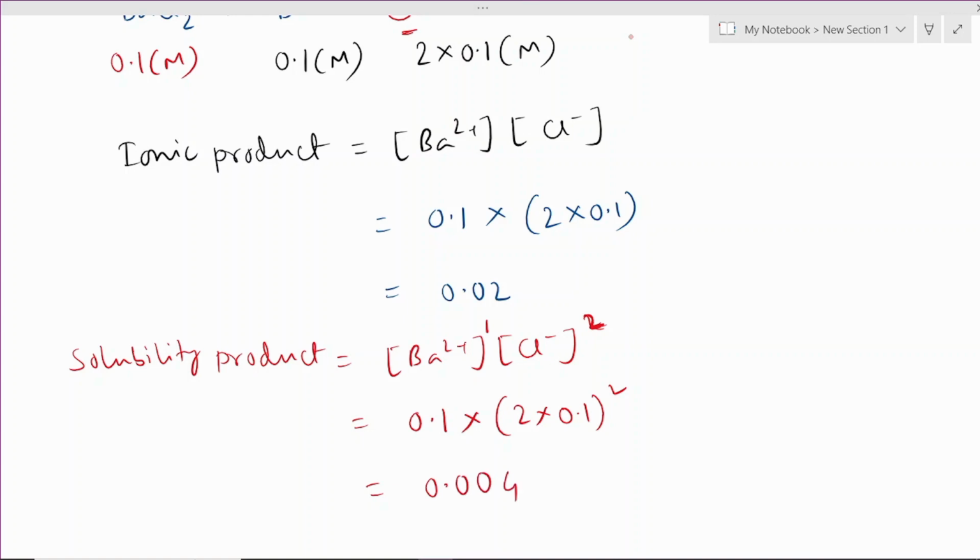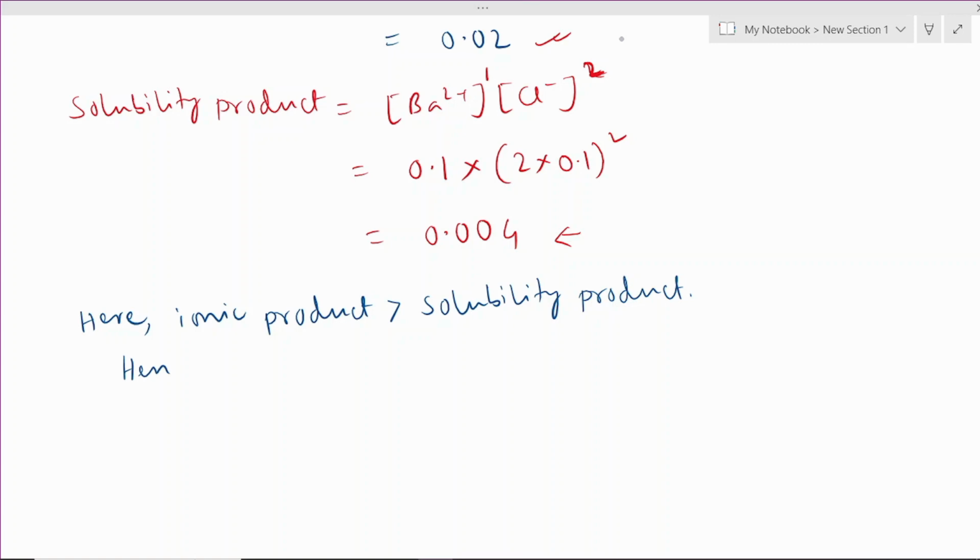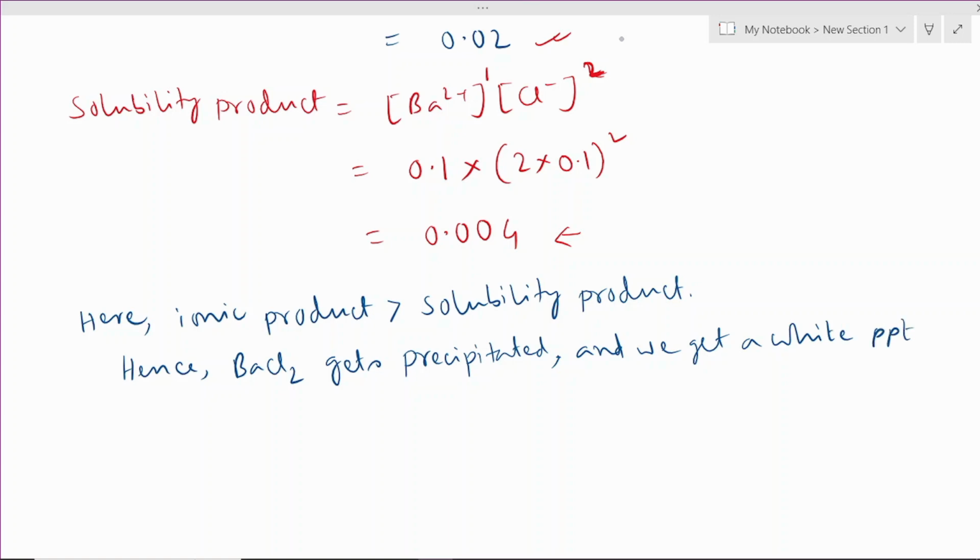So here you see that the ionic product is greater than the solubility product. Hence BaCl2 gets precipitated, and we get a white precipitate.